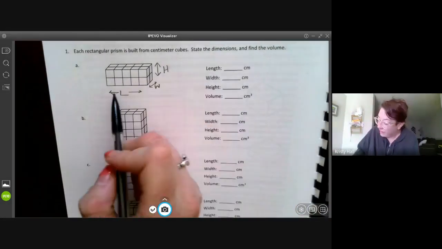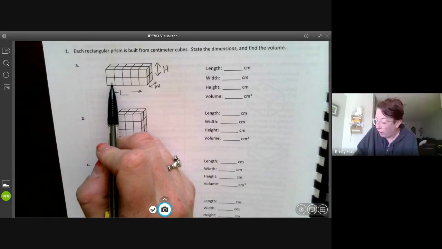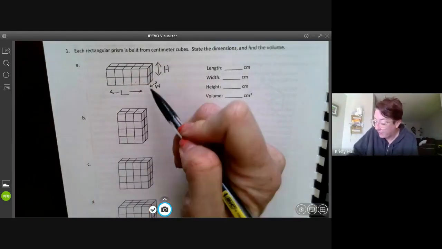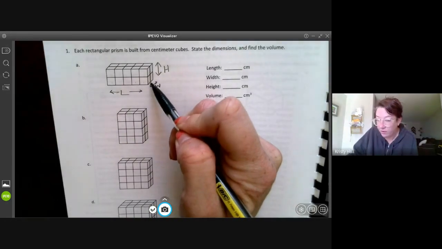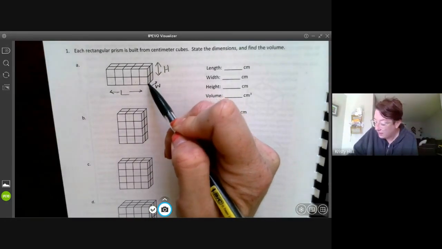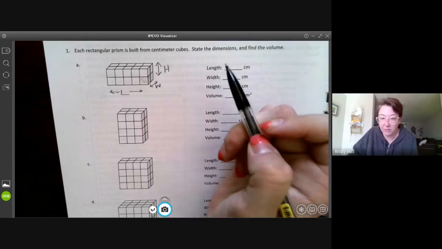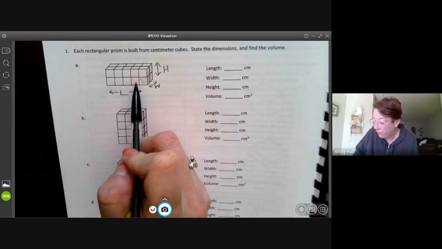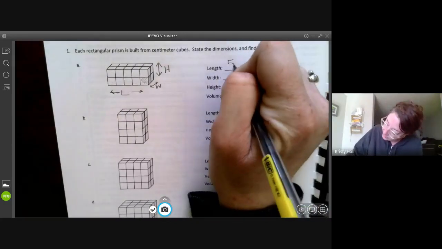So the length, watch me count. 1, 2, 3, 4, 5. I'm not going to count this because this is part of the width. This face is part of this cube, so I'm only going to count that once for the length. So 1, 2, 3, 4, 5. So it's 5 centimeters long.